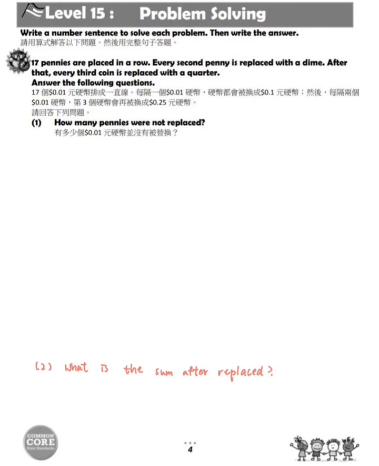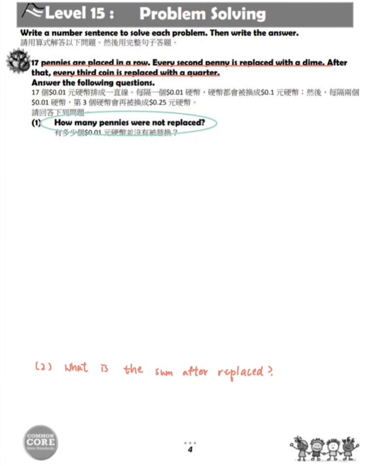Let's go to page 4. 17 pennies are placed in a row. Every 2nd penny is replaced with a dime. After that, every 3 coins is replaced with a quarter. So now asking you to answer the following questions. The first question is, how many pennies were not replaced?